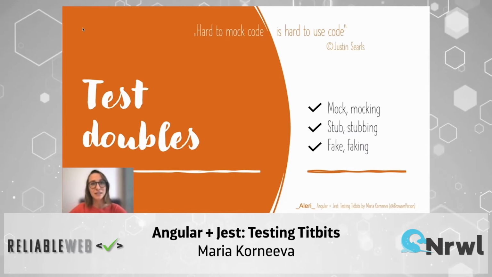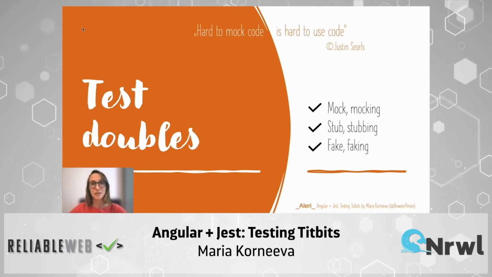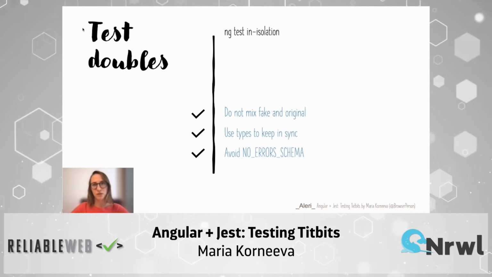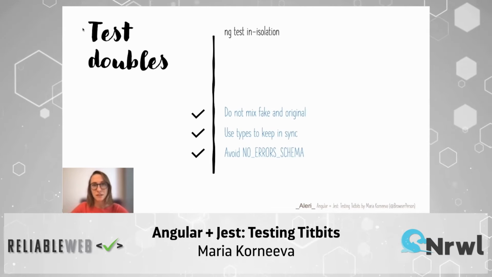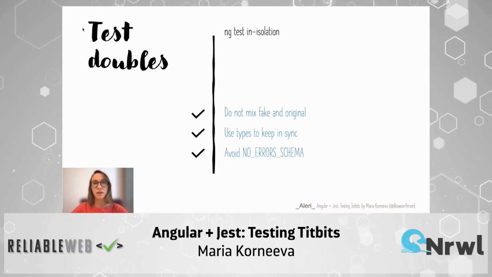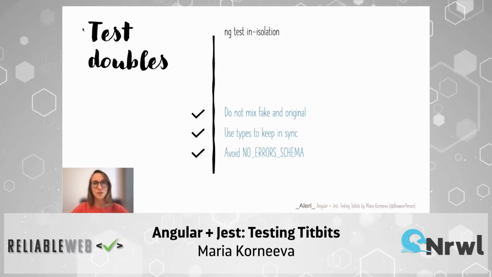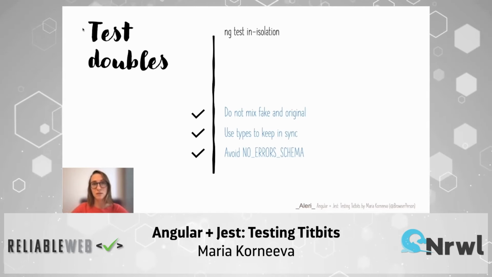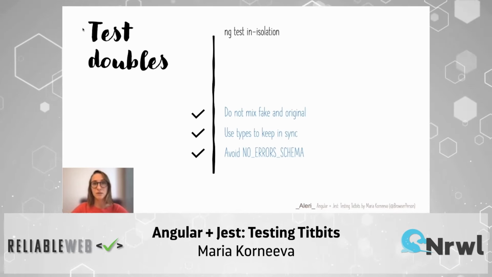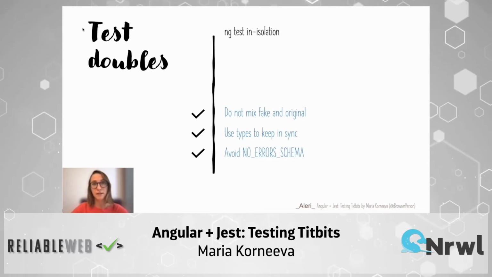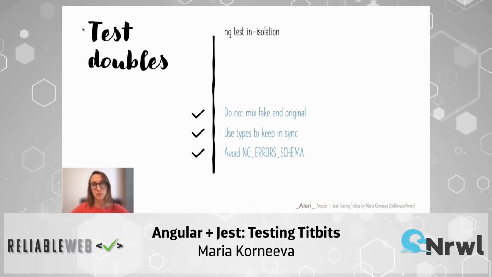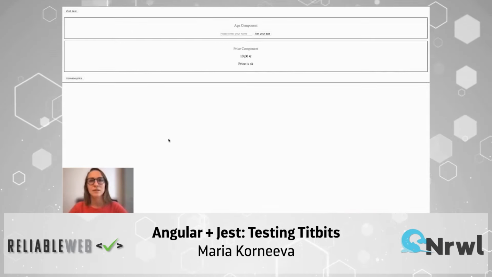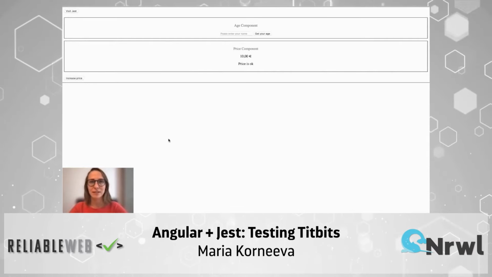Creating a realistic yet controlled environment for our tests is the mantra of test doubles. Make sure that you do not mix your mocking strategies and mock, let's say, every second service, because otherwise you might lose this controlled part of it. You should also make sure that your mocks and original implementation interfaces stay in sync, because otherwise you might lose the realistic part of it. And finally, be careful with no error schema, because what's the sense of a test if you silence some of the errors? So let's have a look at the application that we want to test.